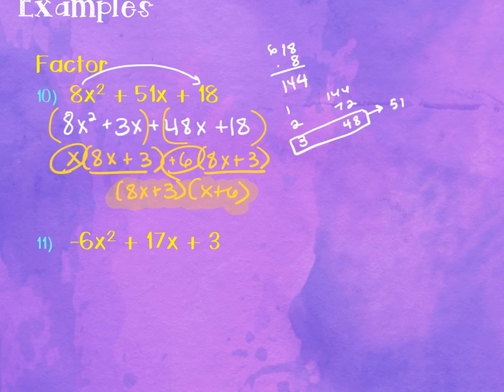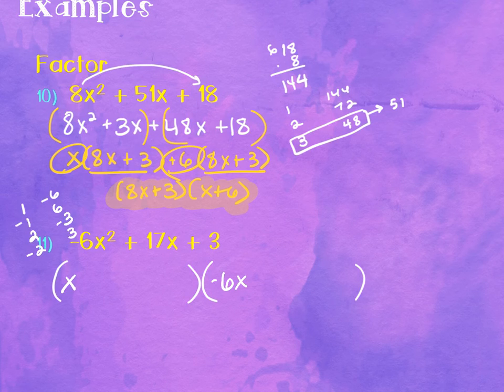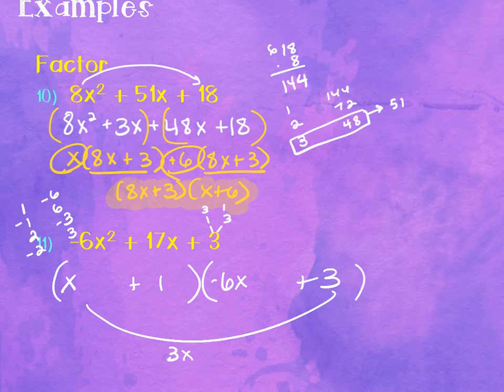Last one. This time let's try our trial and error, but notice that that first term is negative, which means it's either going to be 1, negative 6, negative 1 and 6, 2, negative 3, negative 2 and 3, or the switch of them. So this is where it gets a little bit worse. So try x and negative 6x, and then the factors of 3 are only 1 and 3, or 3 and 1. So if I did plus 1 plus 3, outer is 3x, sorry, minus 6x.